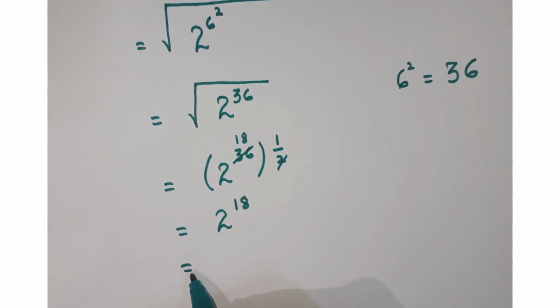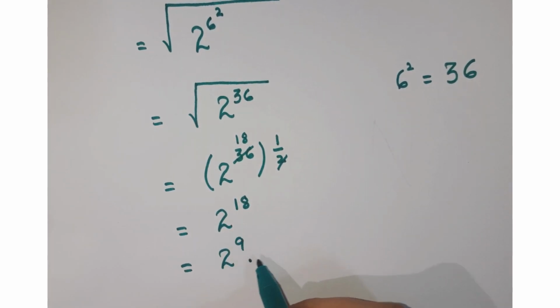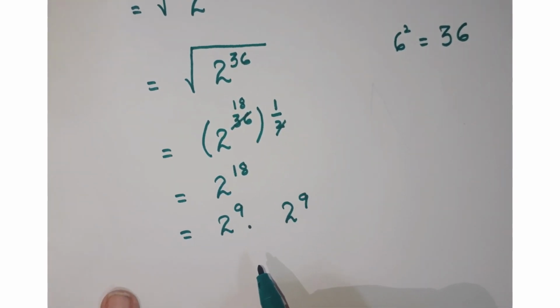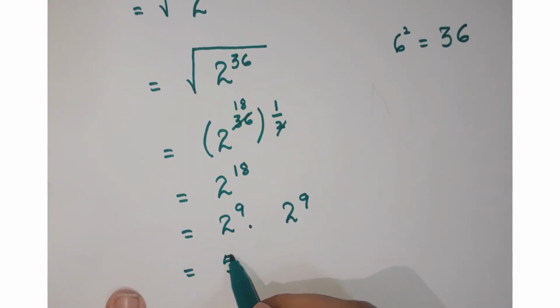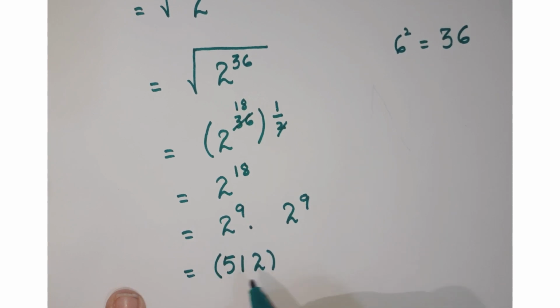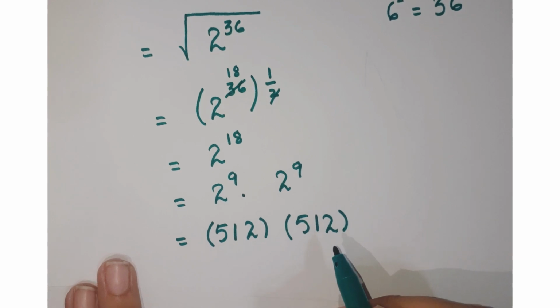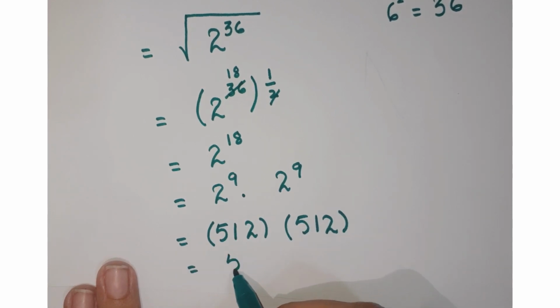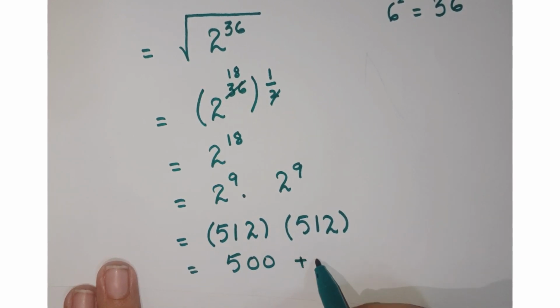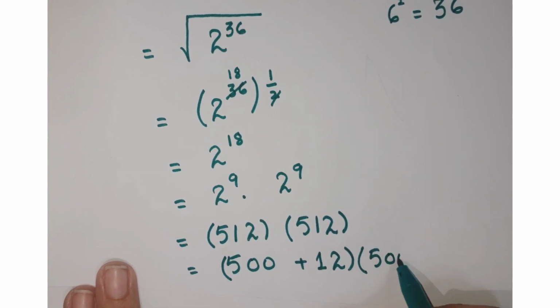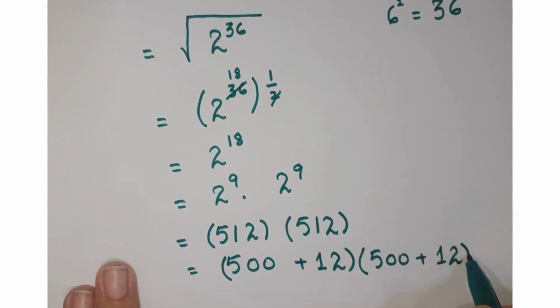Now this 2 to the power 18 can be written as 2 to the power 9 into 2 to the power 9. Now 2 to the power 9 is equal to 512 into 512. This 512 can be broken into 500 plus 12, into 500 plus 12.